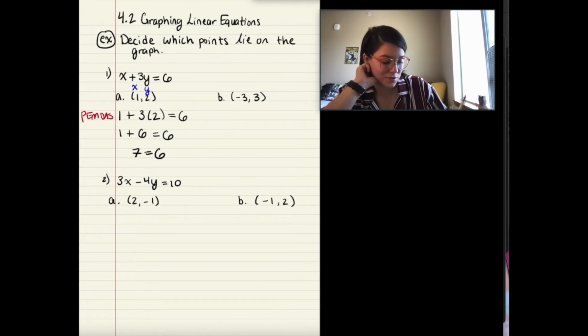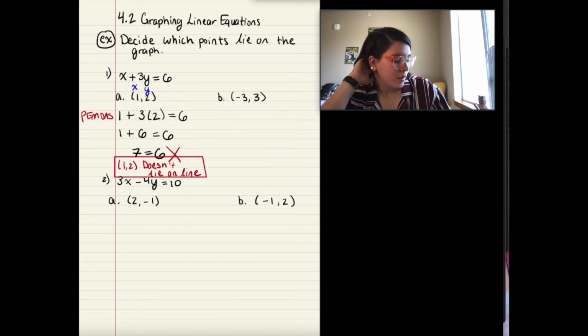And that's not true. So this tells us that the point 1, 2 does not lie on the line. Alright, go ahead and see if you can do the second point on your own.